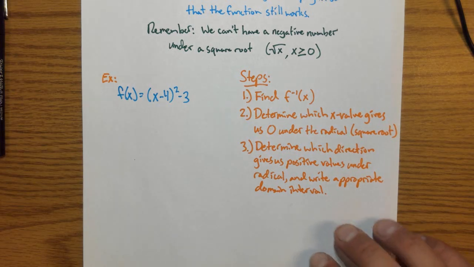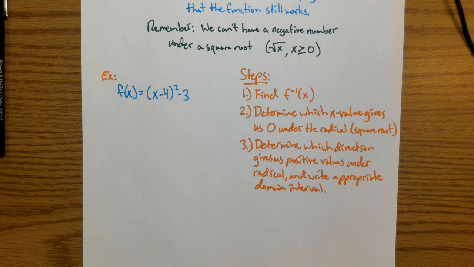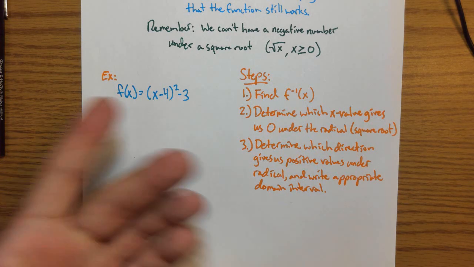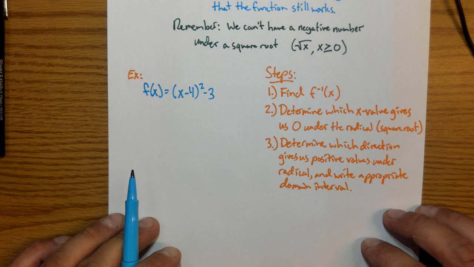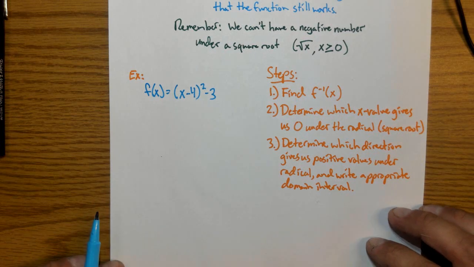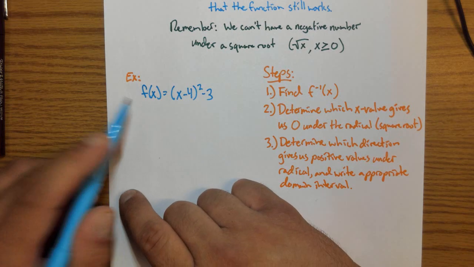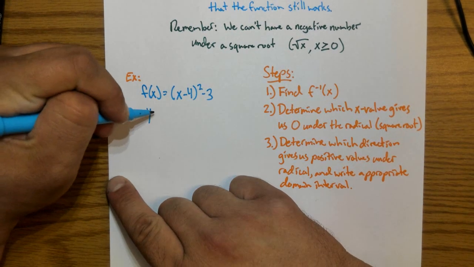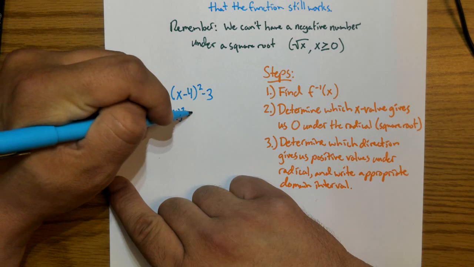Okay, so let's start off with this example right here. f of x is equal to (x minus 4) squared minus 3. So step 1, let's find the inverse of this function. So remember the steps, and if you have to, just go back in your notebook and look at the steps that we do in order to find the inverse. In this case, turn f of x into y. So y equals (x minus 4) squared minus 3.